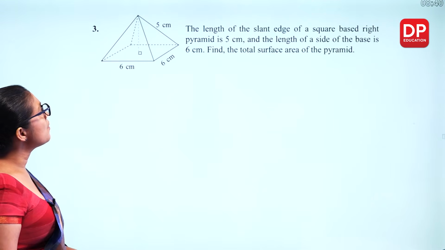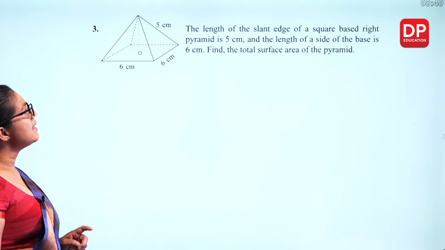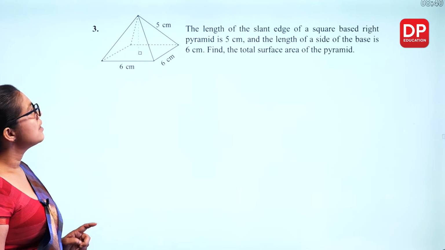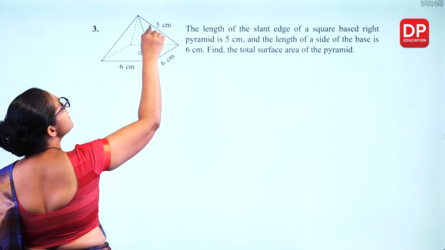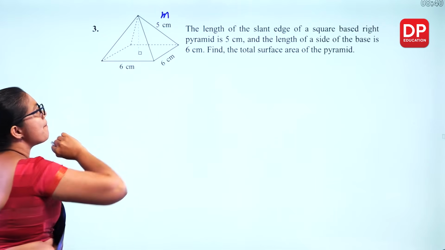Now we'll take the third one. In the third one, it says the length of the slant edge of a square base right pyramid is 5. So what's the letter we used before? M.